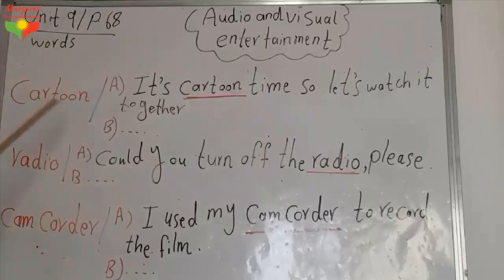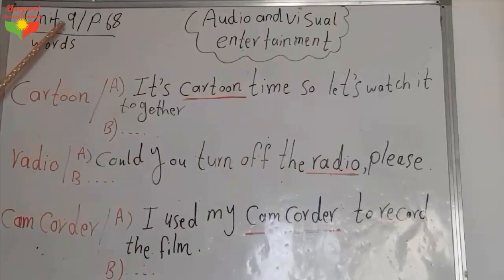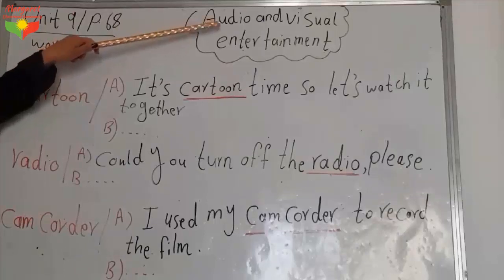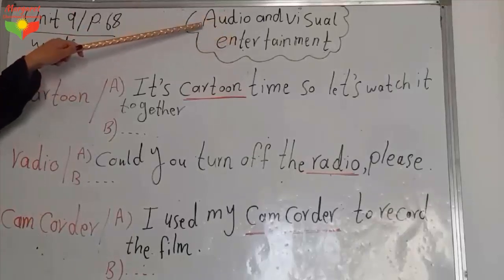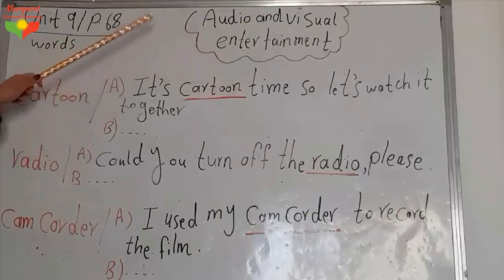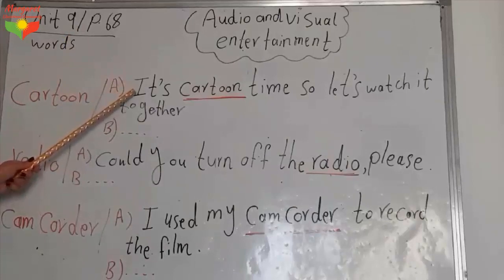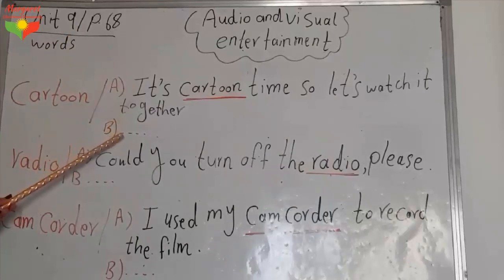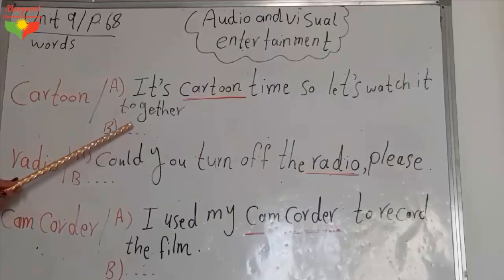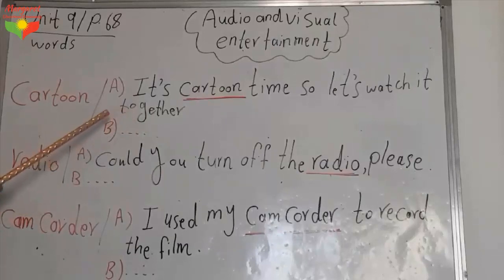Dear students, as I told you, let's practice on the whiteboard. Unit 9, page 68, Words. The title is Audio and Visual Entertainment. This is the title for the words that we practice for now. So I wrote the words. You see, for each word I wrote a sentence, as I told you. For B, I skipped this space for you to write your own sentences like me. It doesn't need to be a very long sentence. You can just write a simple or a short sentence.